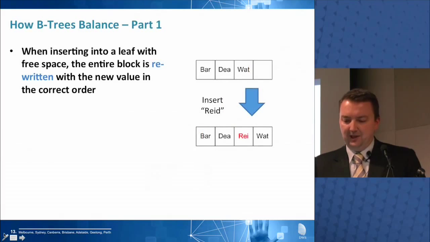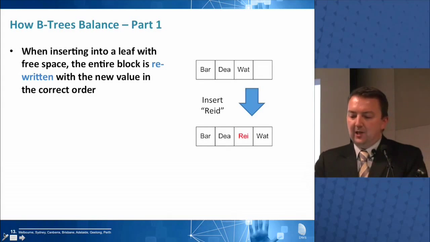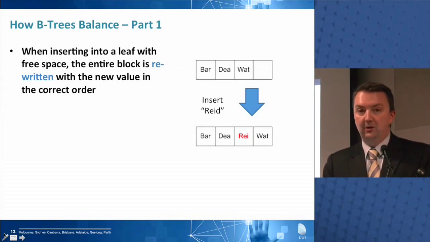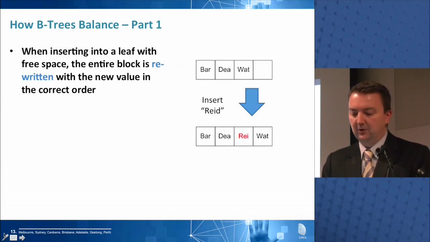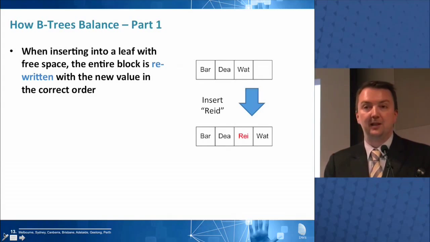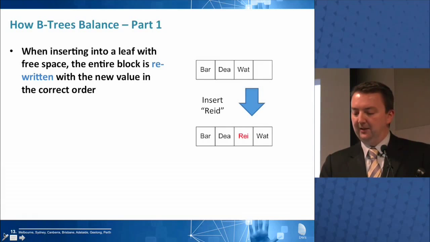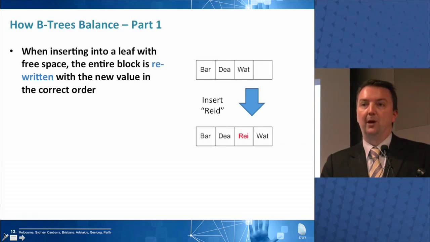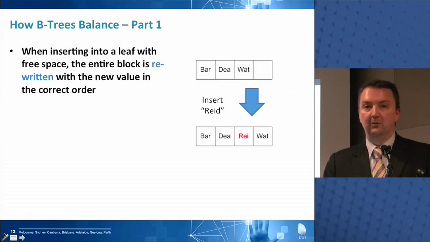All right, how B-tree is balanced, part 1. Say we've got a block. A block in our example contains as many as 4 entries, but we've only got 3 in there. We've got Barton, Deacon, and Watson in our block, and 1 blank space at the end. We want to insert Reed. Reed goes in the middle of Deacon and Watson.